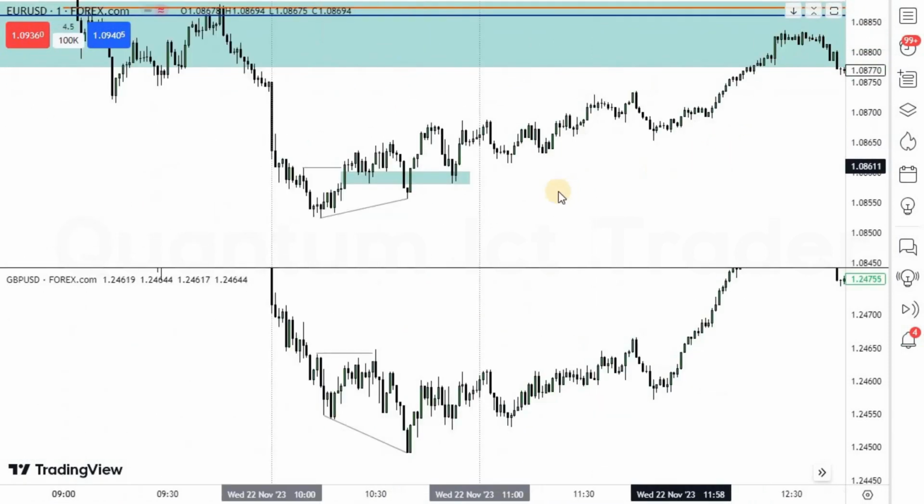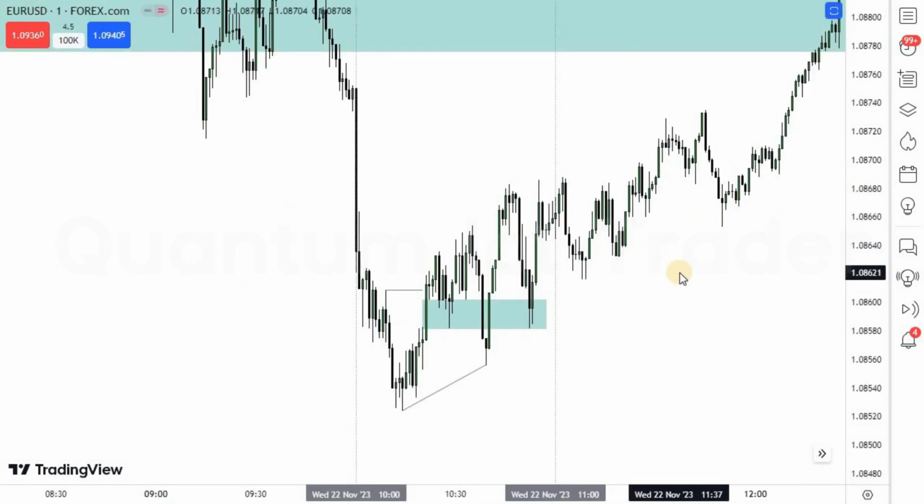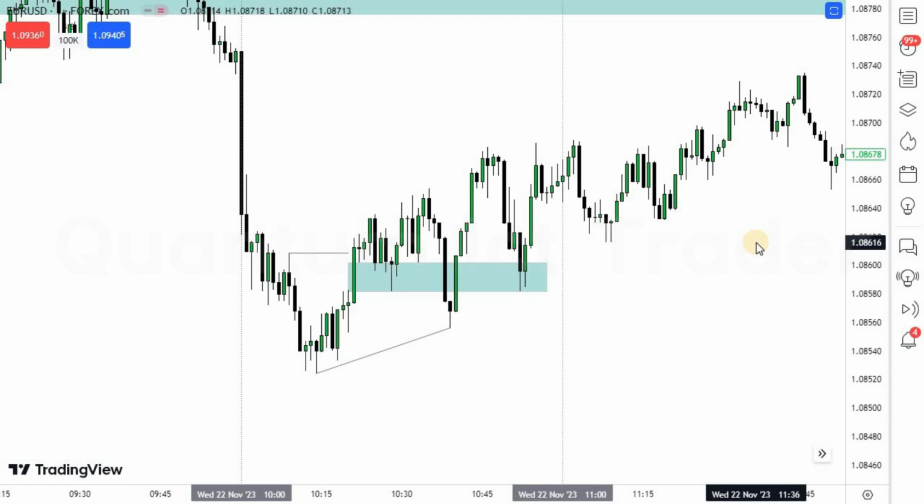So yeah, I hope you understand the silver bullet setup clearly. You just can't take the silver bullet trade when you see a market structure shift or a fair value gap. You have to understand the narrative and compare the pair with the correlated pair, and that's how it's going to work most. And you're going to find the finest silver bullet setup if you understand this method clearly.